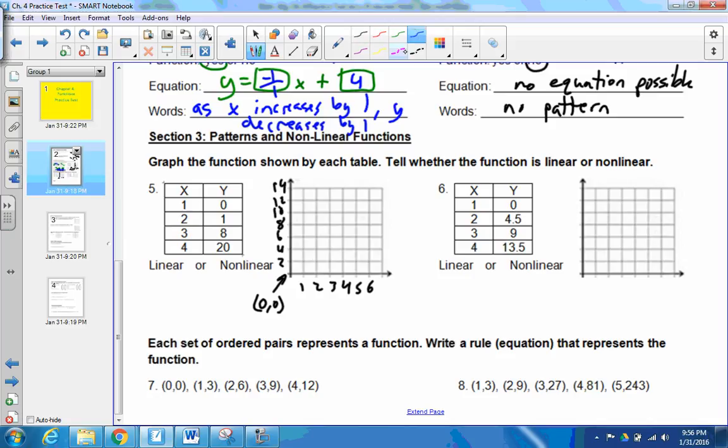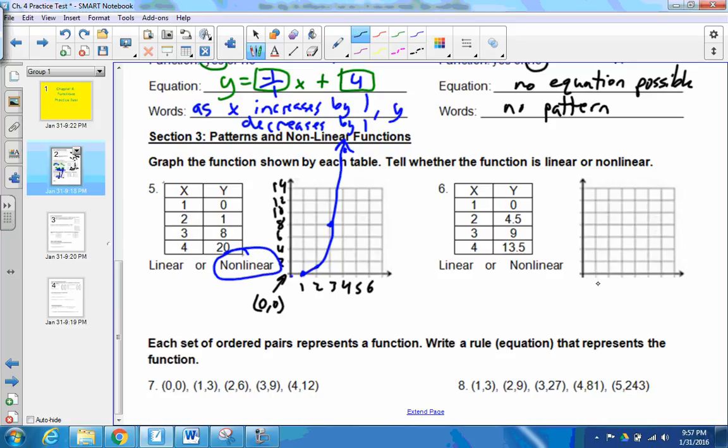So we'll plot the points 1, 0, 2, 1, 3, 8, 4, 20. So that's going to be like way up here. So we look at this, connect our dots, and that right there, it's going to be a function because it'll pass the vertical line test, but it's nonlinear, does not make a straight line. Let's try the second one.